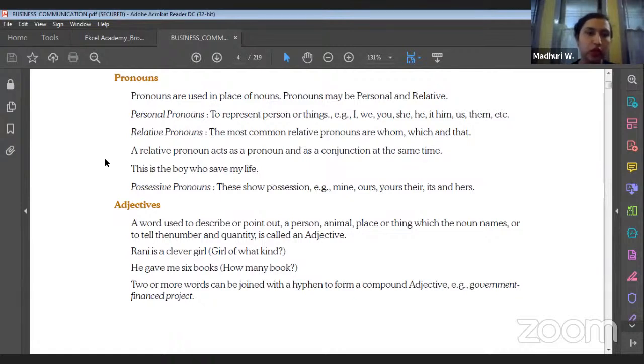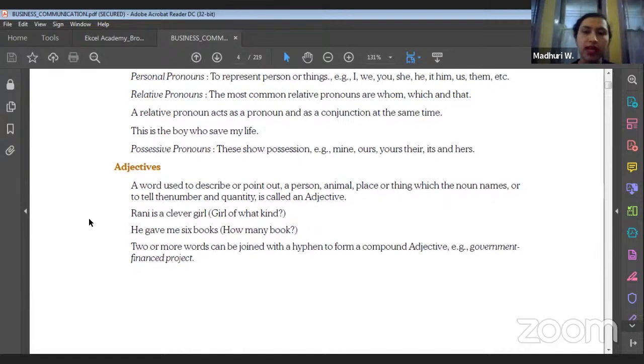Very good. Good job. The next category of words, parts of speech, is an adjective. What exactly is an adjective? What's an adjective? Yeah, feel free to use the chat box, please.